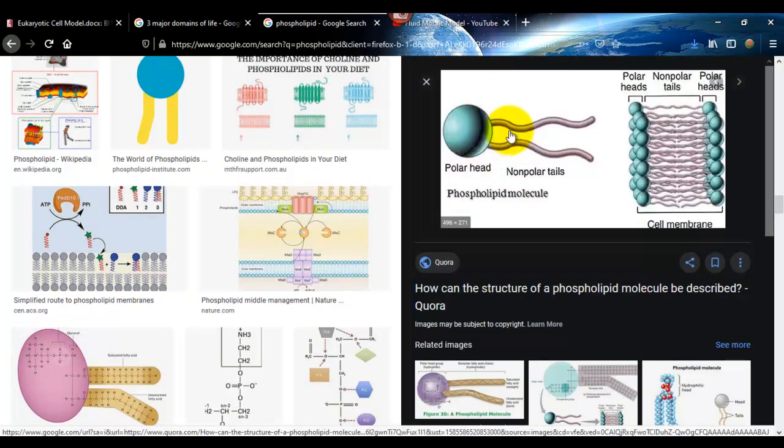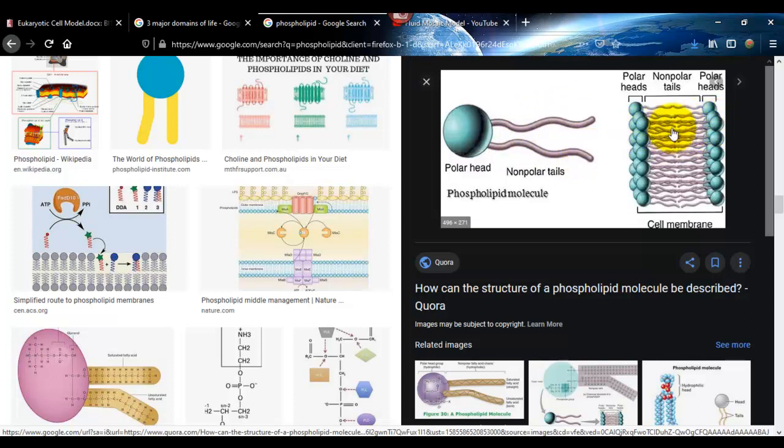And the nuclear membrane are made of these, and also the cell membrane. We'll get to that in a minute. You see polar head, nonpolar tails. This is called the phosphate part. And these two tails are fatty acids. So it's called a phospholipid.